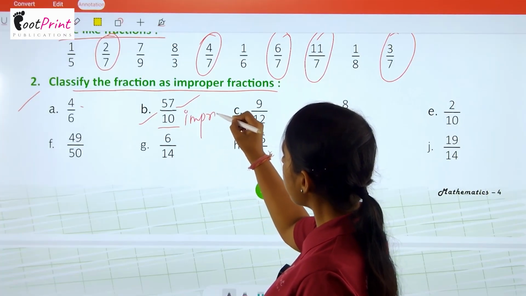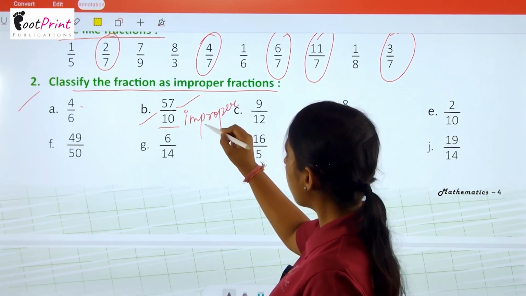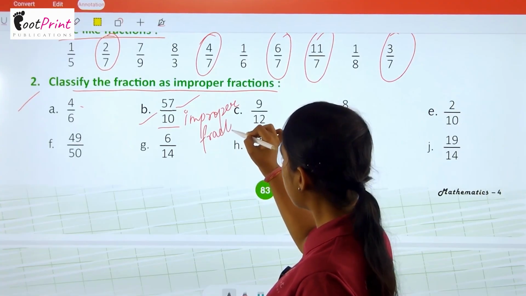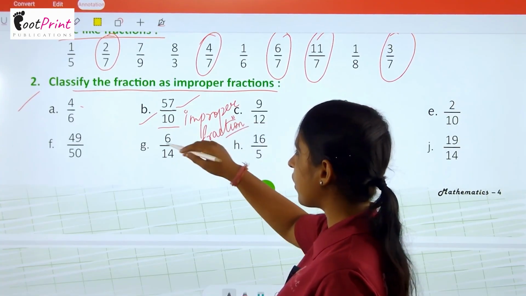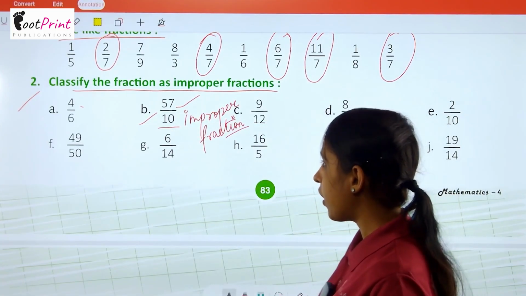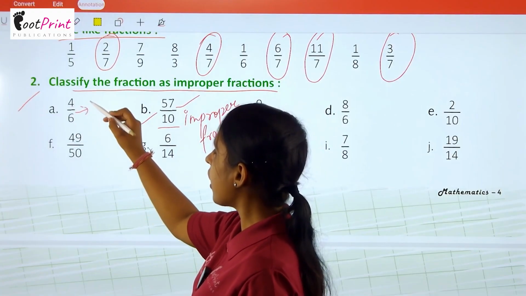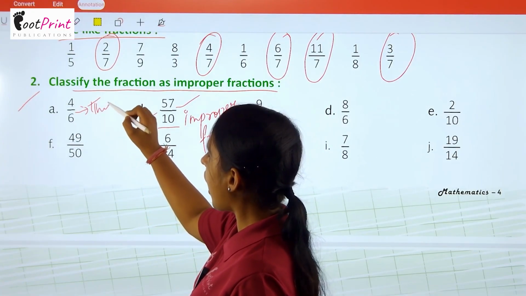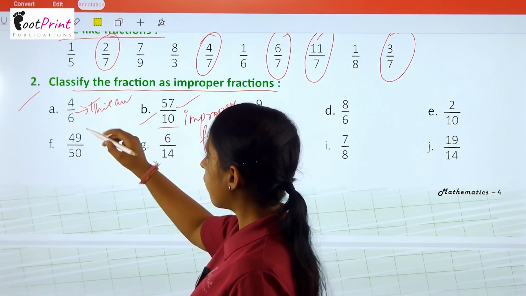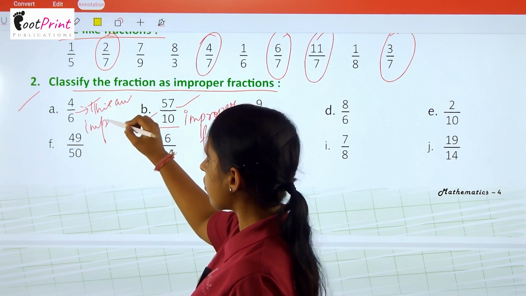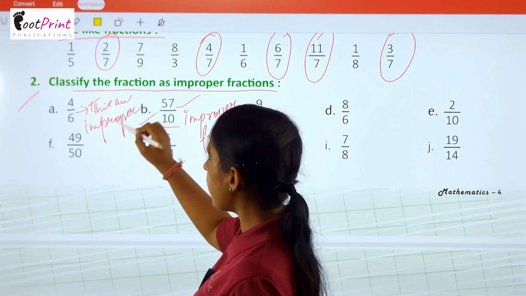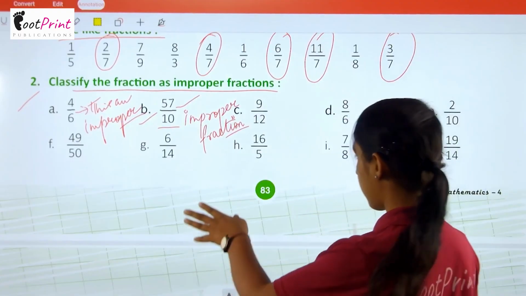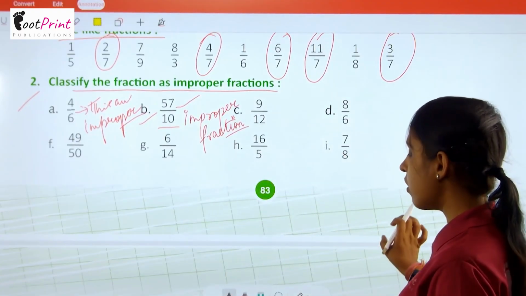तो जिसका numerator बड़ा होगा वो क्या होगा हमारा, improper fraction. Denominator से ज्यादा होगा numerator. Here we can write this is not an improper fraction. Okay. So just like that you have to write all the rest of the parts by yourself.